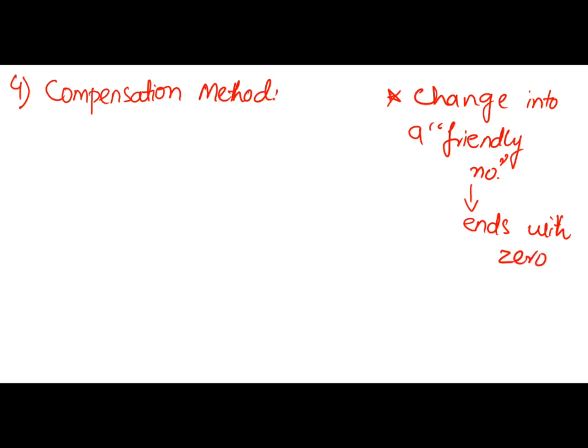For example, in your question, if you get a number which is 38, what you have to do is add 2 to it and make it into a friendly number, which is 40.